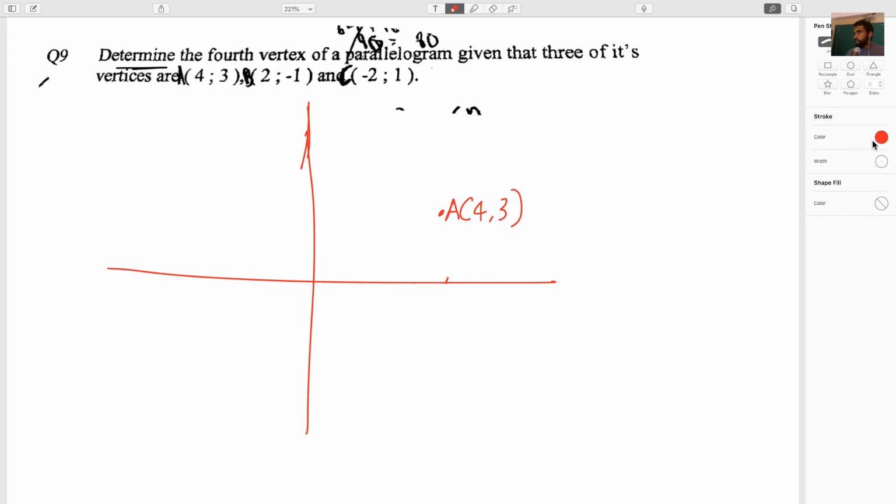Nice. And then we do B, which is 2, minus 1. Where should B be? B is 2, minus 1. 2 is maybe here, and minus 1 is maybe there. Okay, so we have B here, which is 2, minus 1. And then we have C, which will be minus 2 and 1. So we have minus 2 maybe there, and 1 is about there. So we have C here, which is minus 2 and 1.